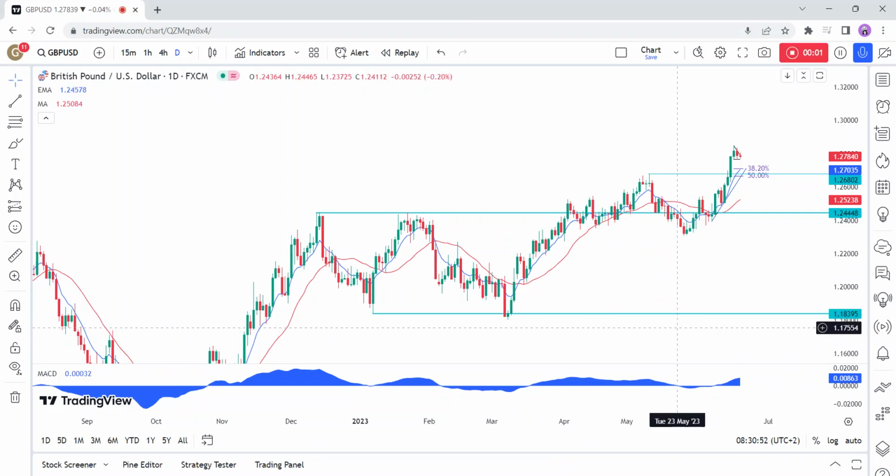Hi everyone, this is a technical analysis on GBPUSD. Let's start with some fundamental background first.